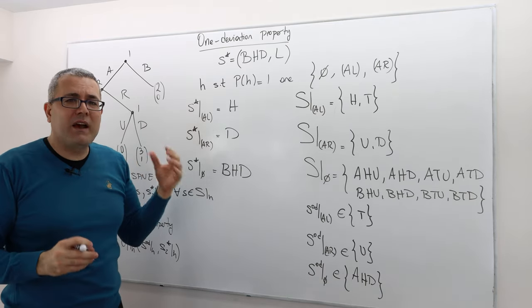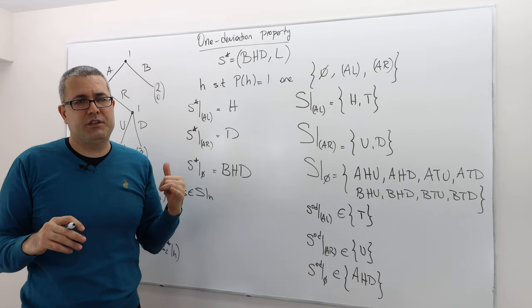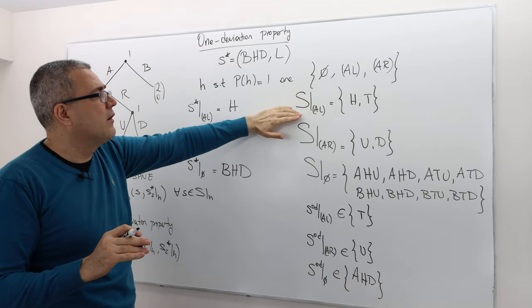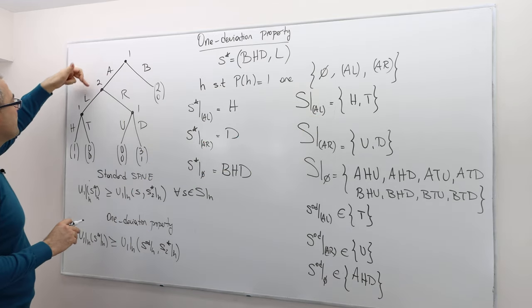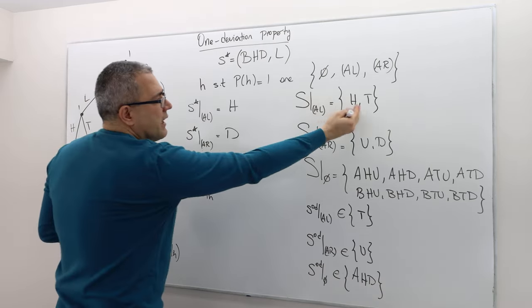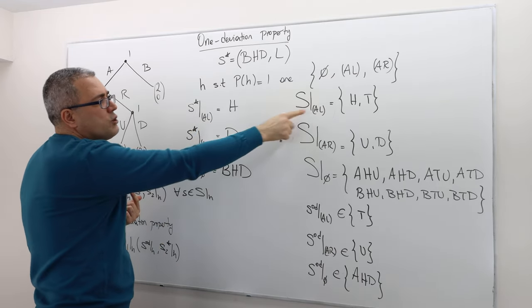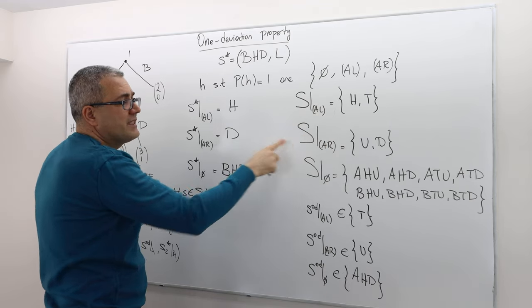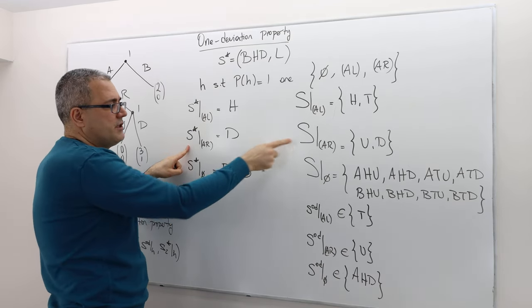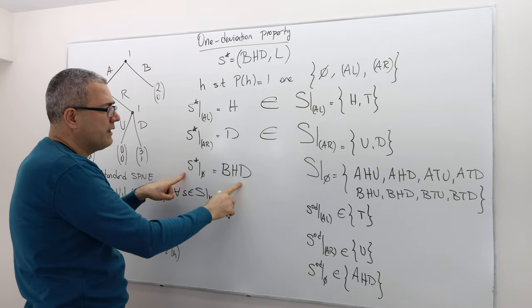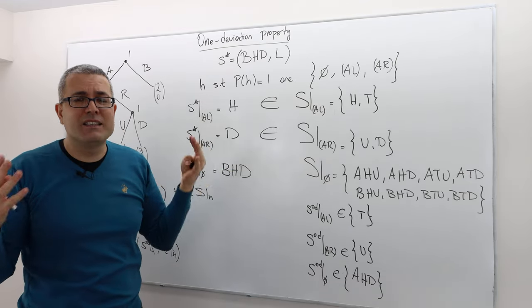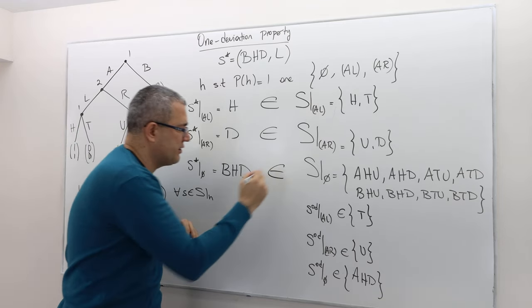What about the set of continuation strategies after those histories? These are just pure strategies. What is the set of all continuation strategies for player one after history AL? After history AL, the only available strategies for player one are playing H or playing T, so I denote them as {H, T}. As you see, this continuation strategy is just one of those. What about the set of continuation strategies after history AR? It's either U or D. Once again, remember, this strategy is just one of them, so it's an element. What about this, BHD? The set of all strategies for player one has 4 + 4, 8 pure strategies, and clearly this is just one of them.